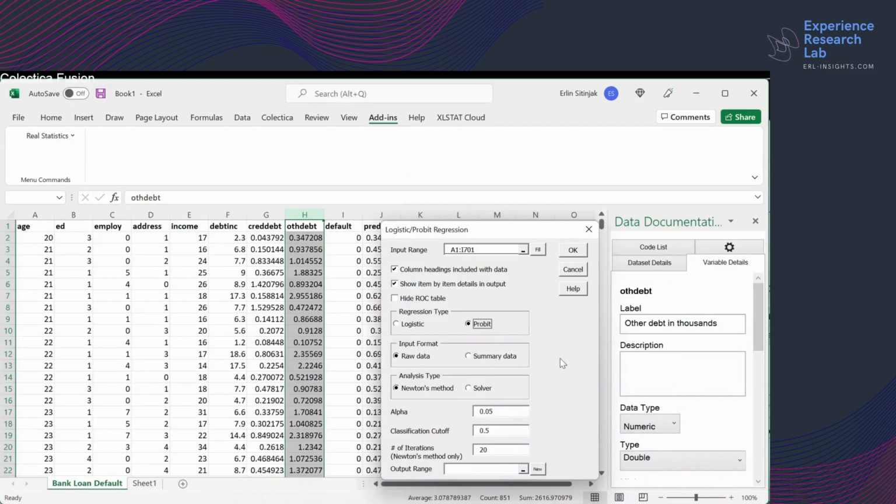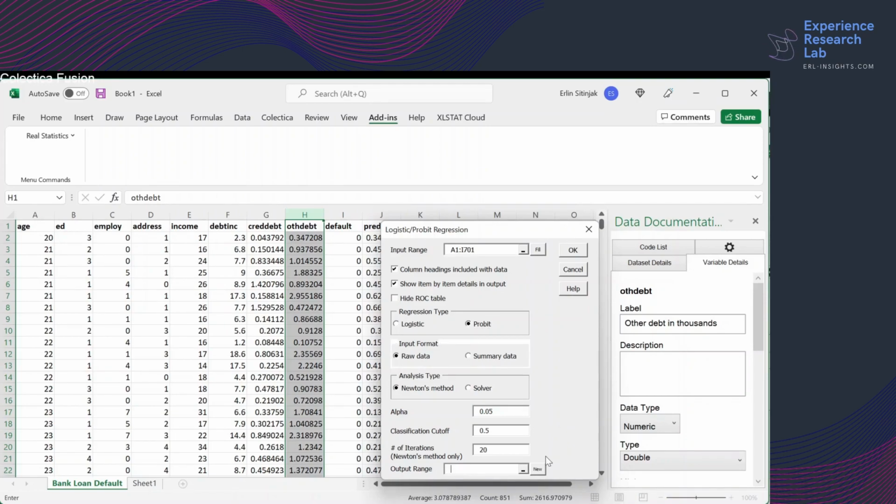The data in this dataset is raw data and I want to analyze it with Newton's method. I want to be confident that there is only a 5% chance of being wrong. That's why I have the alpha of 0.05. Meanwhile, the classification cutoff is 0.5. It means that if the score is less than or equal to 0.5, the observation will be classified as non-defaulters. But if the score is higher than 0.5, it will be classified as defaulters.